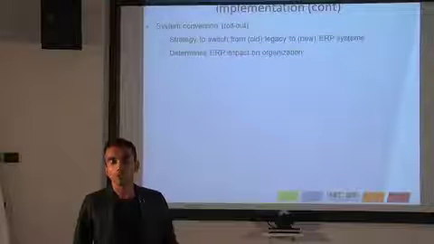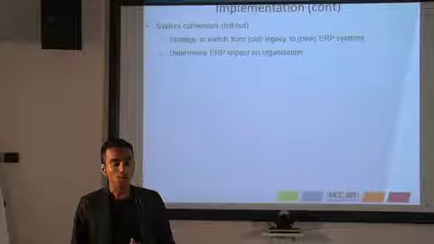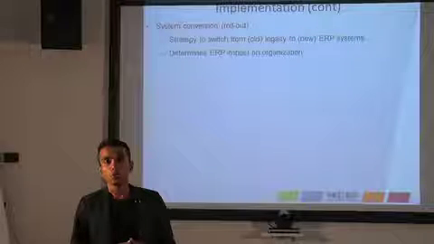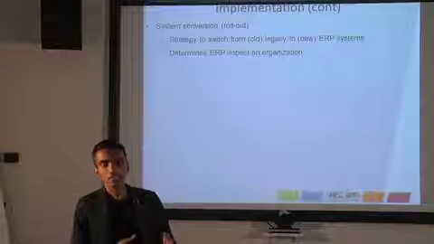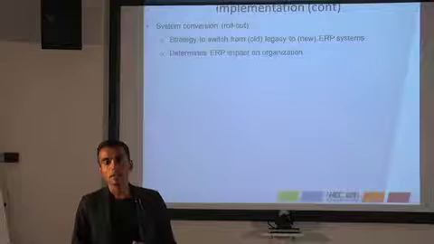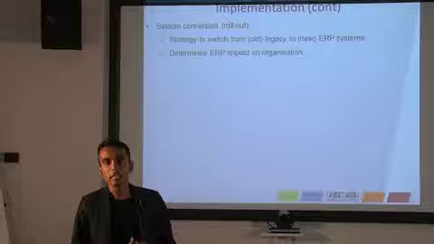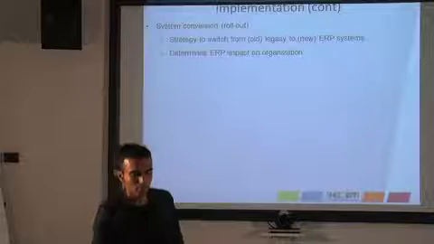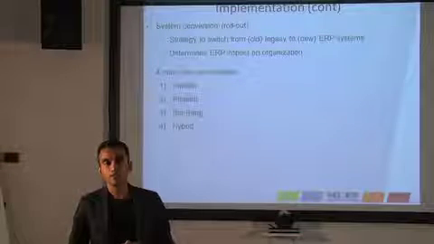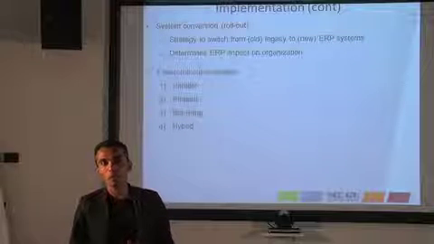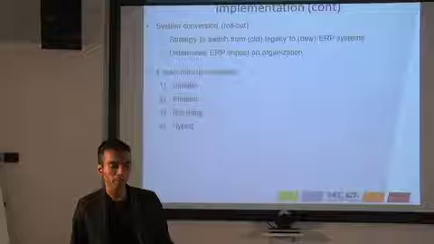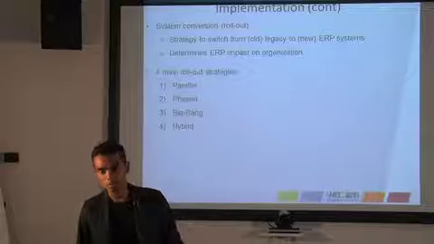System conversion or rollout is when you actually go live, and there are different strategies that you can follow when you want to go live. Of course, each of these strategies has its own benefits and drawbacks, and they will vary depending on your organization. The four main rollout strategies, that is how you can go live, are parallel, phase, big bang, and the hybrid approach. We will study each one of them.